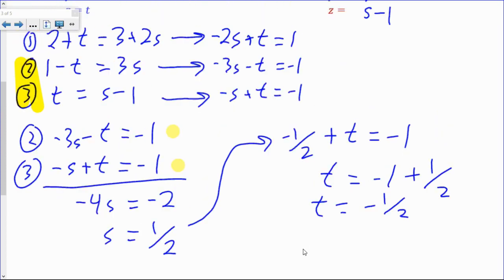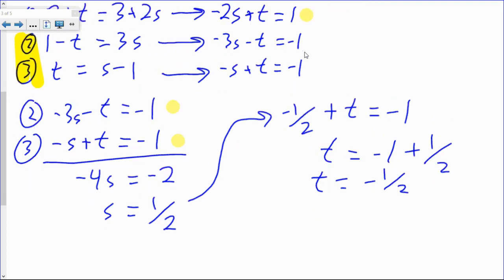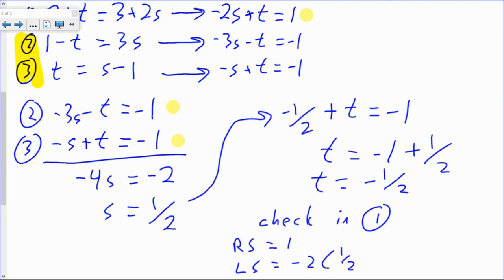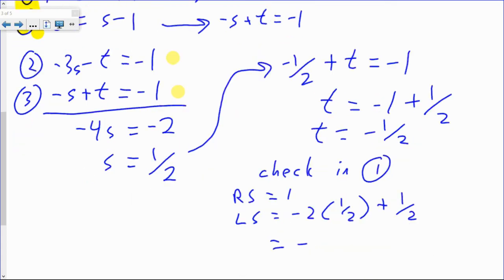So to keep equation 2 and 3 happy, we need s equal to 1/2 and t equal to -1/2. Well, how about equation 1? We never bothered to check it, so we need to do that next. If we substitute in, the right side is obviously going to be equal to 1. The left side is going to be -2 times 1/2 plus 1/2, which is equal to -1 plus 1/2, which is equal to -1/2. So in this case, it's not balanced.